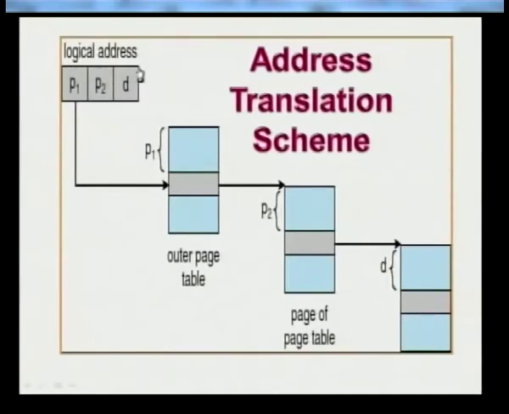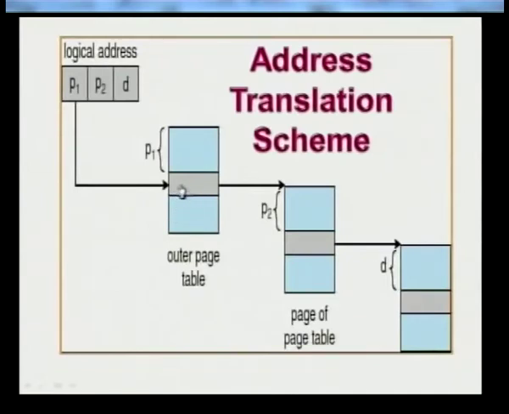As and when the logical address is generated by the CPU, the displacement D is kept aside for later use, to add with the frame as and when the frame is identified. This P2 is also kept aside. Initially, P1 is taken and referred to the outer page table. The distance from the start address of the outer page table up to P1 will give you the location of P1. The reason is the entries in the page table are always arranged in a linear hierarchy.